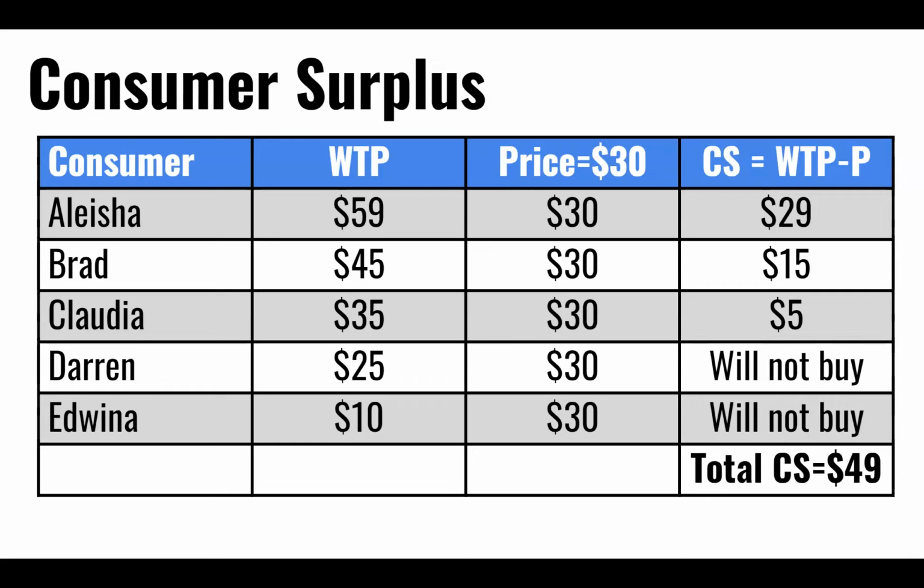And so graphically, we see that if the price were $30, Darren and Edwina are out. They're not willing to pay 30. They're willing to pay a price for the book, but not as high as $30. Only willing, in Darren's case, to go up to 25 and Edwina 10.